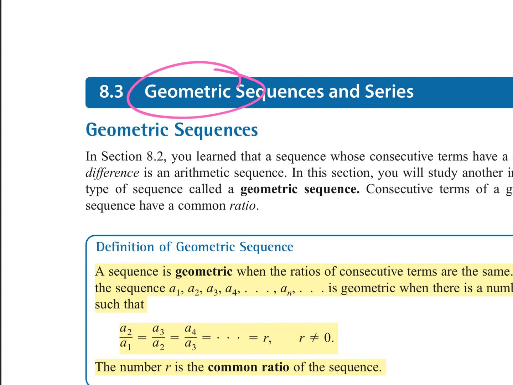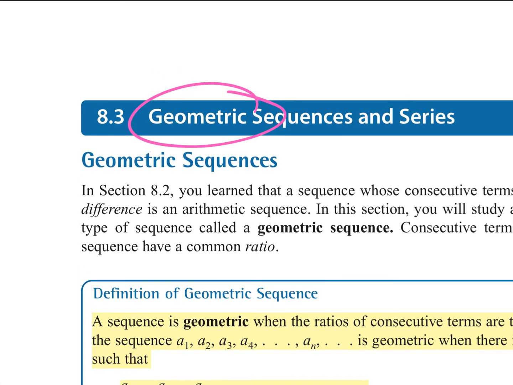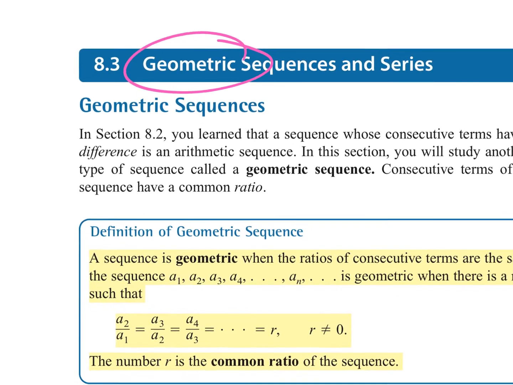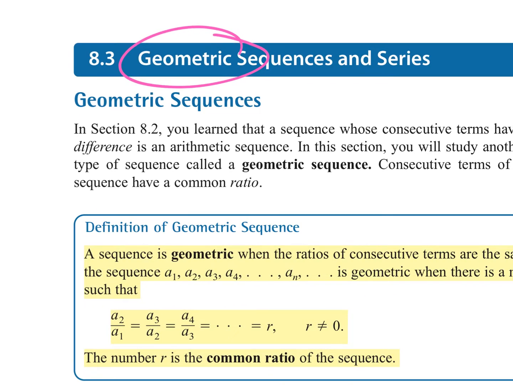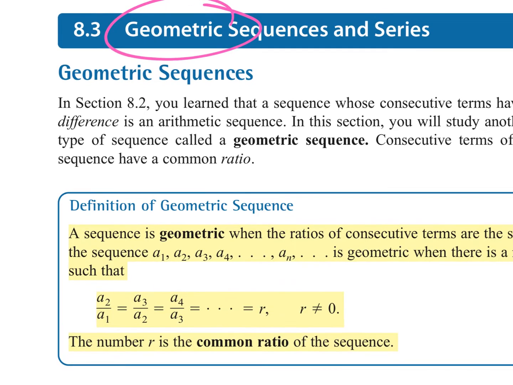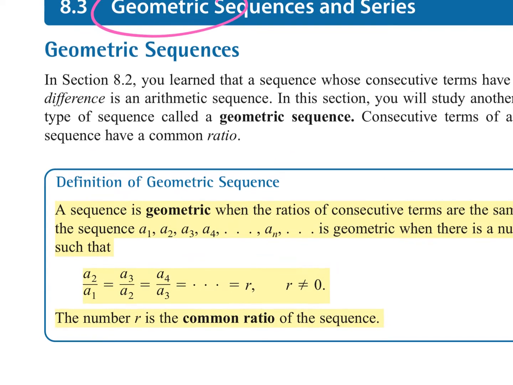So yesterday we did arithmetic, which is when we add to go from one number to the next. What do you think we do in geometric? Multiply to go from one number to the next. So an example of a geometric sequence would be like 2, 4, 8, 16, 32. What do I do to get from one number to the next? Times 2. Multiply times 2.